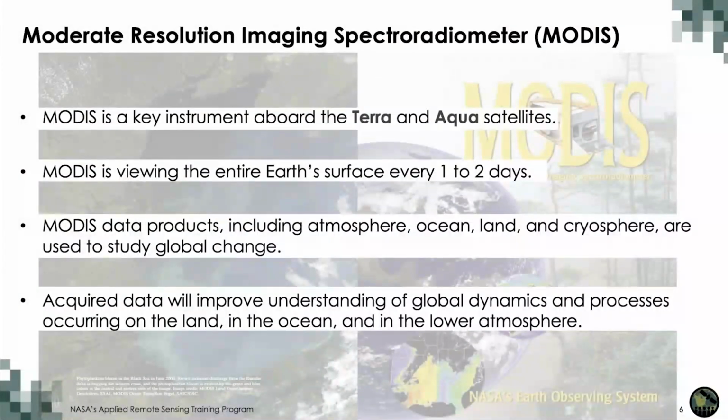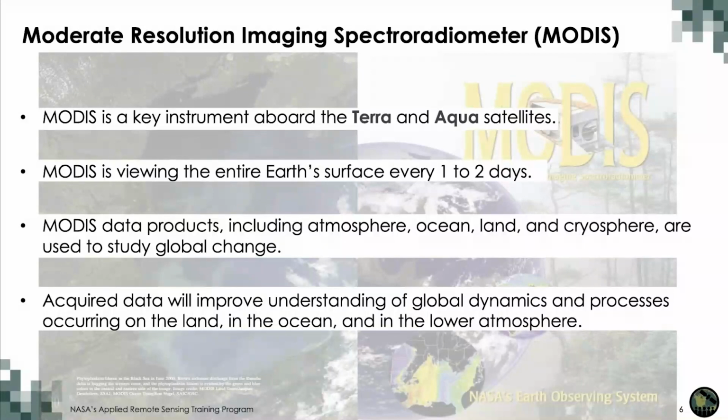First of all, MODIS is a key instrument aboard both Terra and Aqua satellites. Both satellites are polar orbiting, flying at an altitude between 700 to 800 kilometers, and orbiting around the Earth, producing a stripe of the observation of Earth's surface. And the satellite observation will cover the entire Earth's surface every 1 to 2 days.